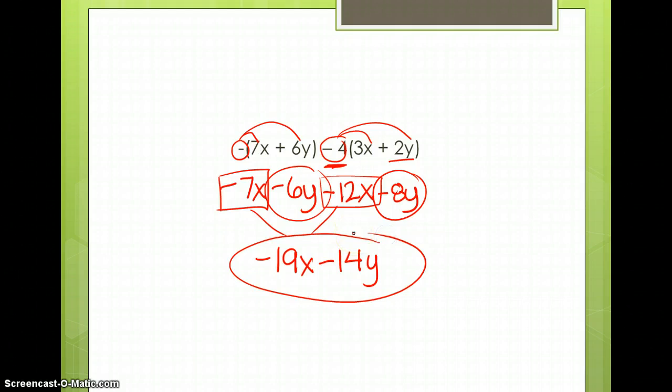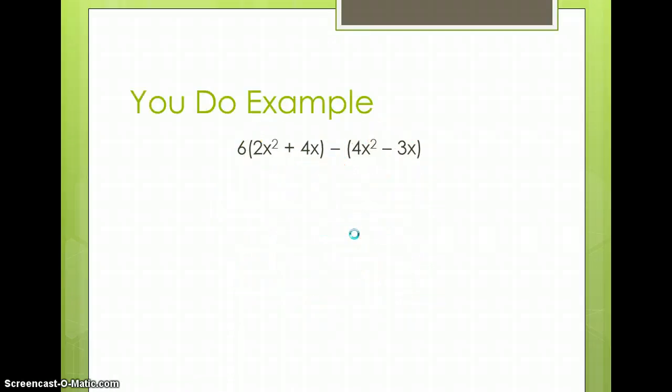Your problem to complete that we're going to go over in the morning, this is the one I want you to work on, has some different terms, but notice x squareds are like terms and x's are like terms. So the variable has to match identically. We'll go over this problem in the morning.